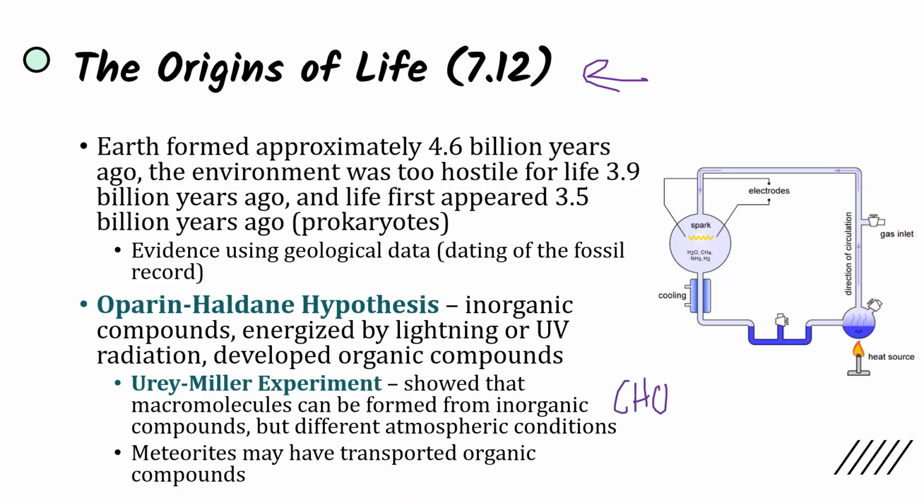So for instance, we look at our CHOMP rule that shows the different essential elements within macromolecules, with lipids and carbohydrates having carbon, hydrogen, and oxygen, proteins having carbon, hydrogen, oxygen, and nitrogen, and nucleic acids also having phosphorus. So by having these essential elements in the inorganic compounds, then we're able to develop these biological macromolecules, these organic compounds. But on the other hand, meteoroids may have transported organic compounds, and that's how they showed up on Earth.